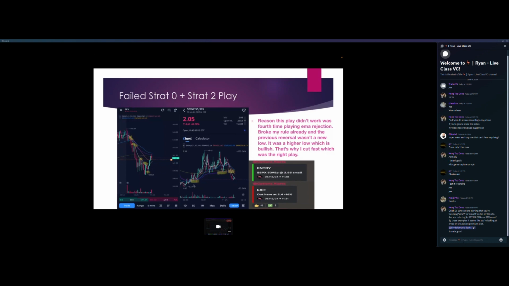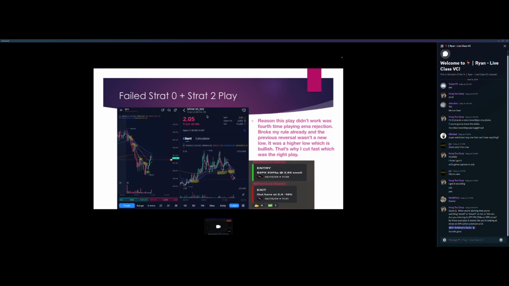And I played VWAP again. This was the 3rd retest. 1, 2. This was the 3rd one, which is another rule. Why would I play the 3rd retest? I only like the 1st and 2nd retest. We had a higher low, lower high, higher low. So there were 3 signals to not make this trade. Yet I still made the trade. That's why I cut fast. It was the right play to cut fast. The best play for me was to not make the play.